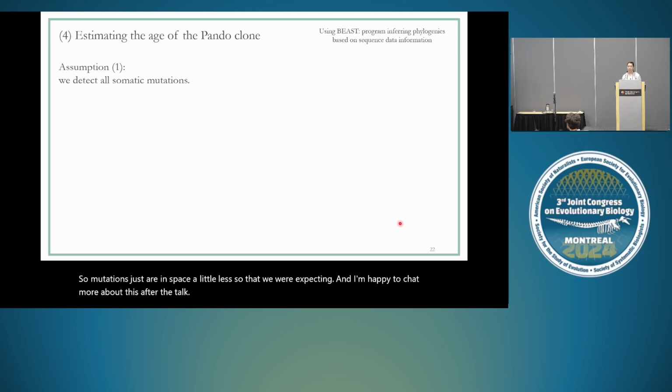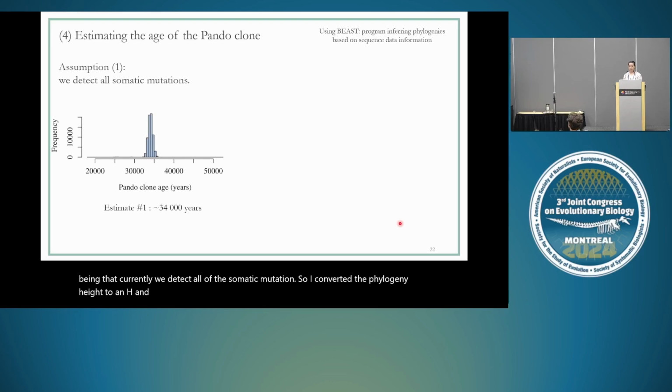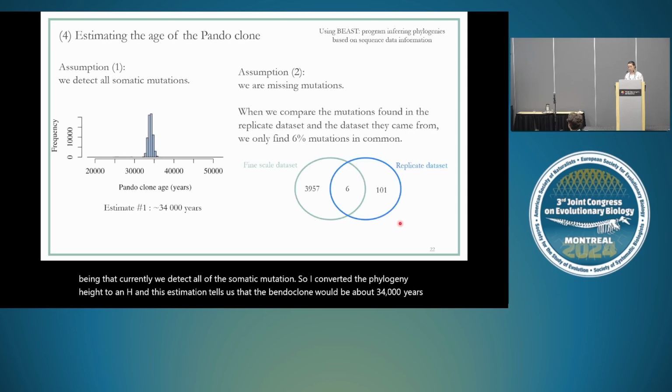Finally, we set out to estimate the age of the Pando clone, and we did this using BEAST, which is a program inferring phylogenies based on sequence data. We did two estimates for now, based on two different assumptions. The first assumption being that currently we detect all of the somatic mutations. I converted the phylogeny height to an age, and this estimation tells us that the Pando clone would be about 34,000 years old. However, as I showed you earlier, we do not detect all of the somatic mutations.